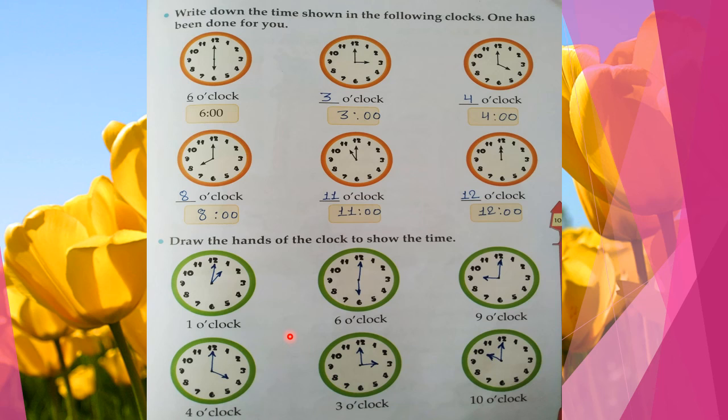Class, in this question you have to draw only 2 hands according to the time. Okay. Shorter hand with the given time and longer hand to 12.